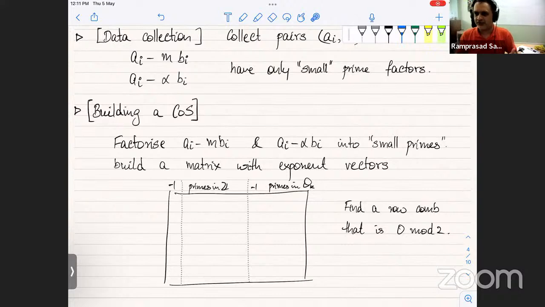Okay, what is that going to tell me? It's going to tell me here is a product of these a_i minus m b_i, which is a square in the integers. And here is a product of a_i minus alpha b_i, which is a square in the number field. So that's what I end up with. I found two squares. Firstly, it's not even clear why they are congruent to the same thing mod n or anything. There is no mod n here at all. It's some bloody number field.